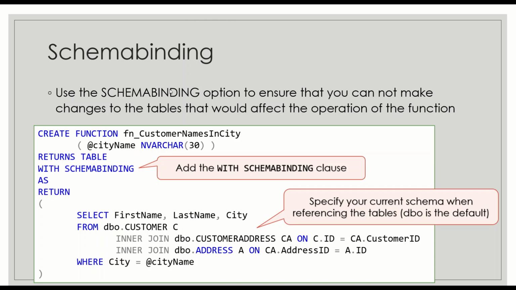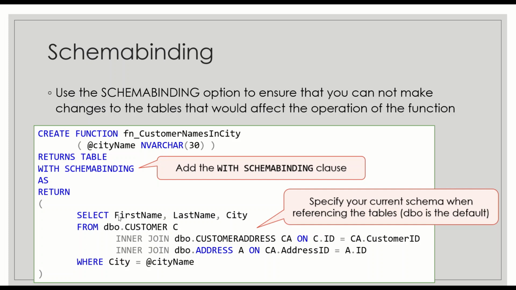This example adds an option called schema binding. The with schema binding clause can be added to a function, and what this does is it binds it to the underlying tables. What it means to bind it to the underlying tables says that you cannot make changes to those tables that would affect the operation of this function.